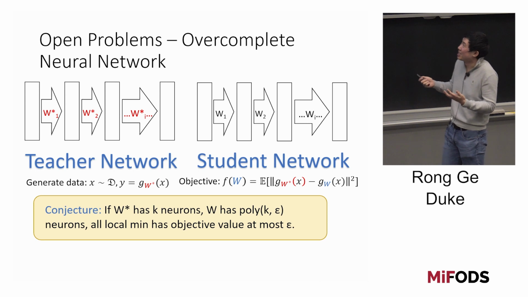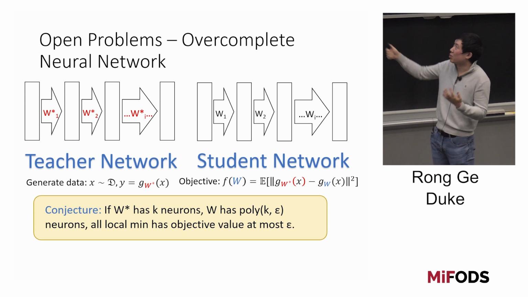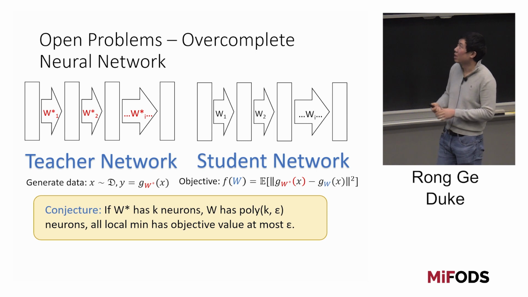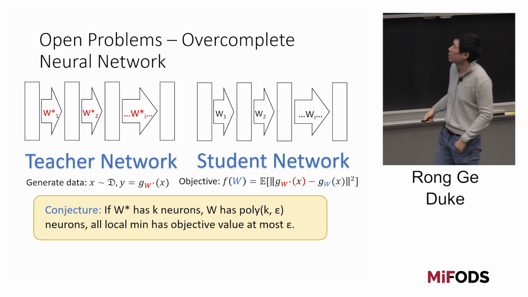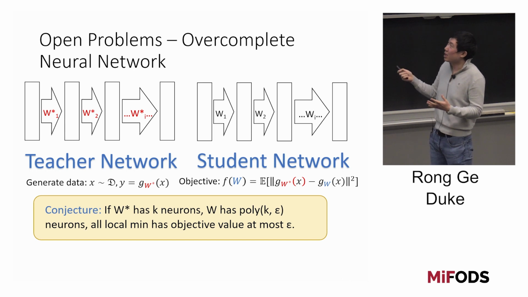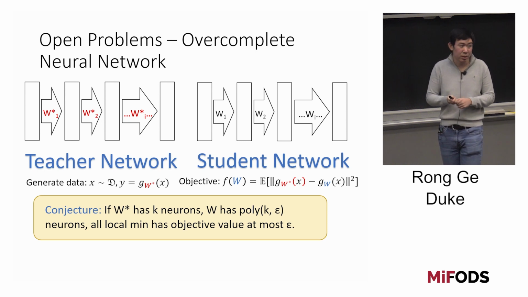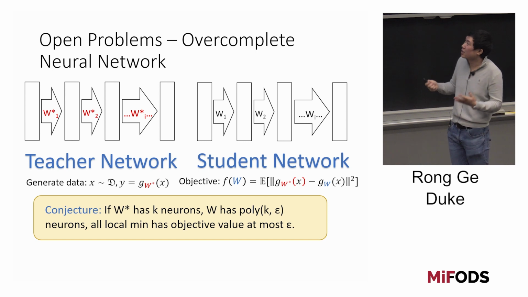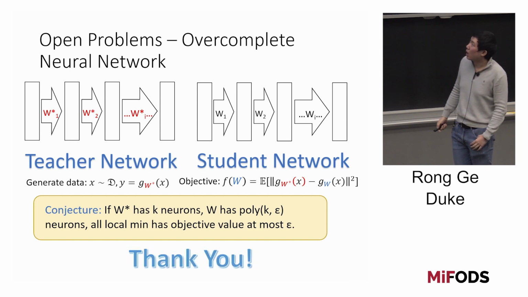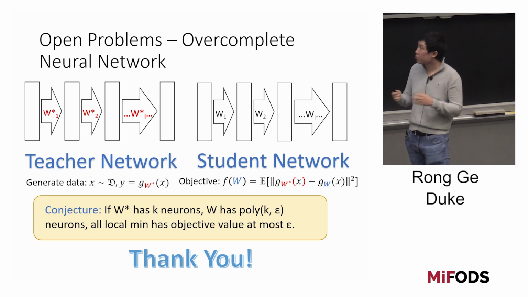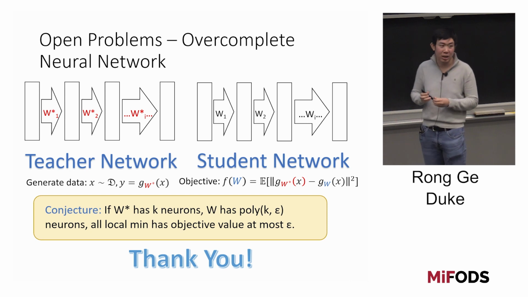So my conjecture is that if W star, the teacher network, has k neurons, and W has poly of k and 1 over epsilon neurons, and I'm willing to make other assumptions like the input distribution is Gaussian, because without these assumptions the problem is still hard, then maybe not all local minima are equivalent to the global optimum, but they all have an objective value of at most epsilon. That's a concrete conjecture that I'm hoping to prove. Those are the open problems that I wanted to talk about. Thanks.